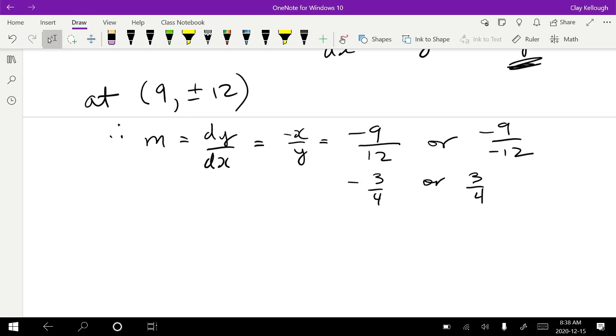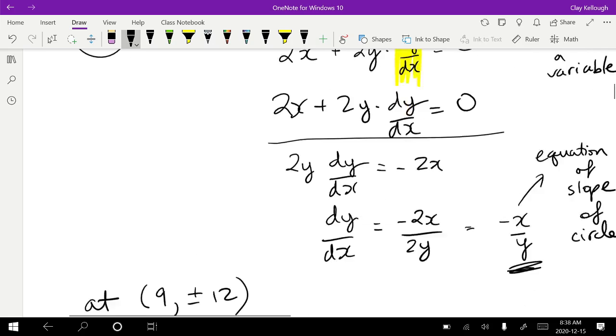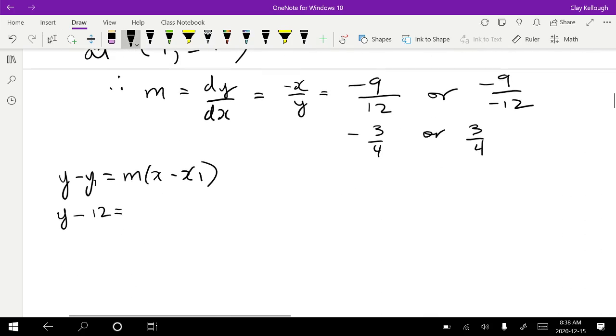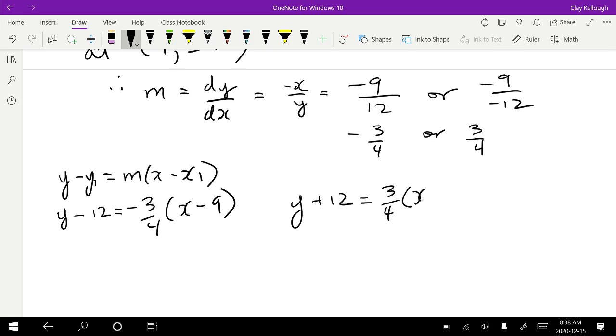I didn't actually get to the actual equation, so y minus y1 equals m times x minus x1 would give me the equation of those tangents. At the point 9, 12, it's going to be y minus 12 equals, so hang on a sec, let's make sure we got this right. The one where 12 is positive is up here. So the one where 12 is positive is the one where the slope is negative, correct? So that's going to be negative 3/4 of x minus 9. And the other equation is y plus 12 equals positive 3/4 x minus 9.